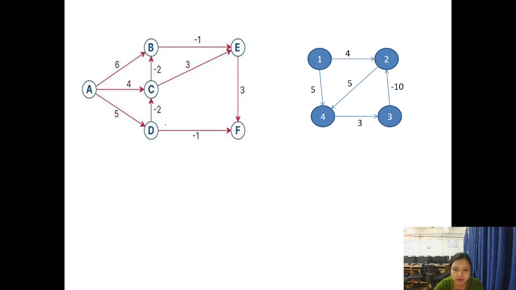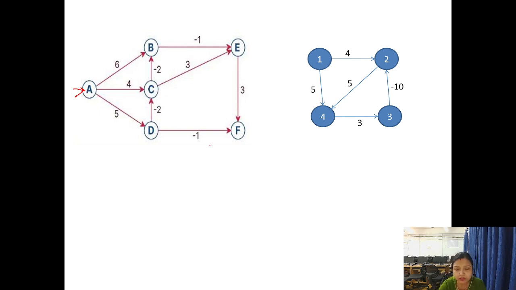So this is the given graph. Now the Bellman-Ford algorithm says: relax all the edges till n-1 times. What is n? n is the number of vertices. What is relaxation? We have to iterate the process n-1 times. For this given graph, there are 6 vertices, so we will do the process till the 5th time.